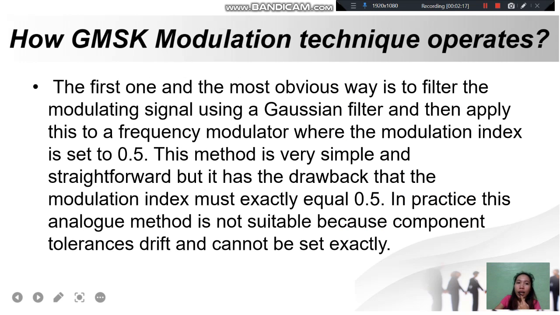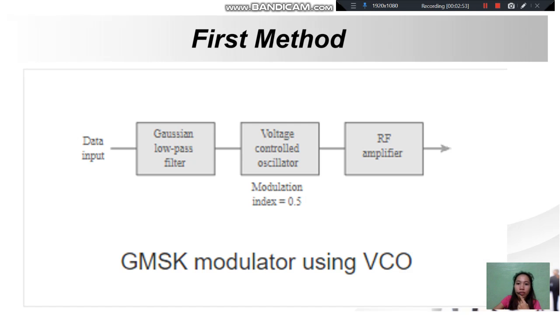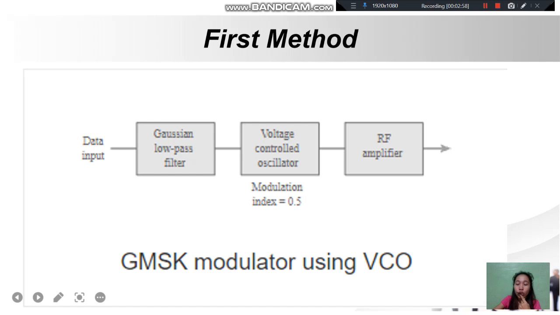Next, how the GMSK modulation technique operates. The first one and the most obvious way is to filter the modulating signal using a Gaussian filter and then apply this to a frequency modulator where the modulation index is set to 0.5. This method is very simple and straightforward, but it has the drawback that the modulation index must be exactly equal to 0.5. In practice, this analog method is not suitable because component tolerances drift and cannot be set exactly. So here is an image of the first method showing the GMSK modulator using the VCO and using a modulation index of 0.5. The data input travels to the Gaussian low-pass filter, to the voltage-controlled oscillator, and to the RF amplifier.